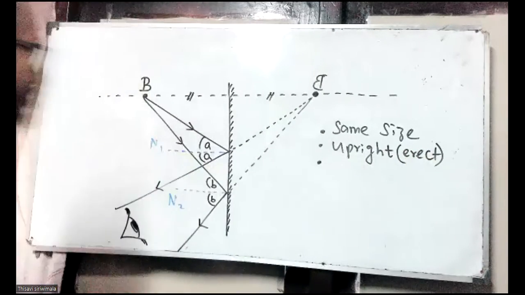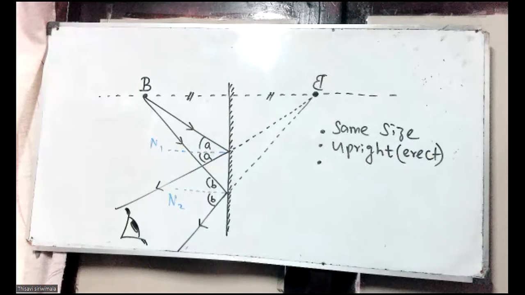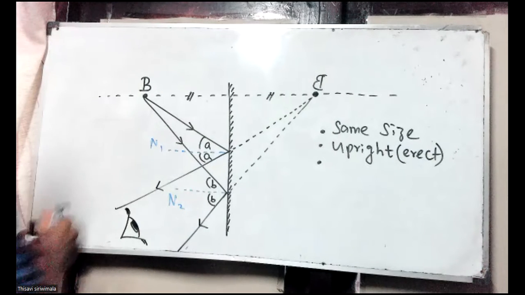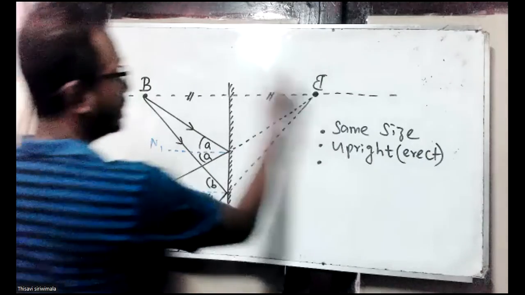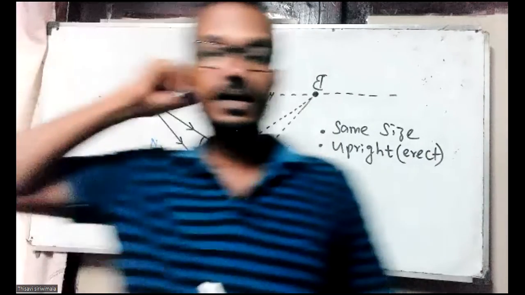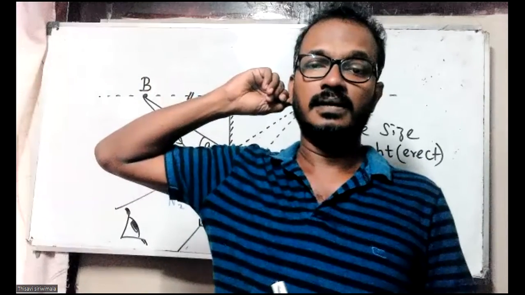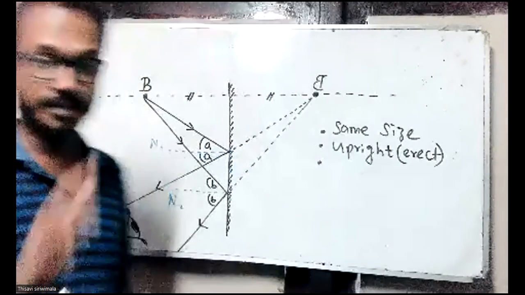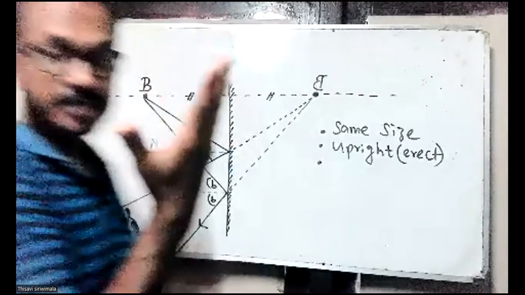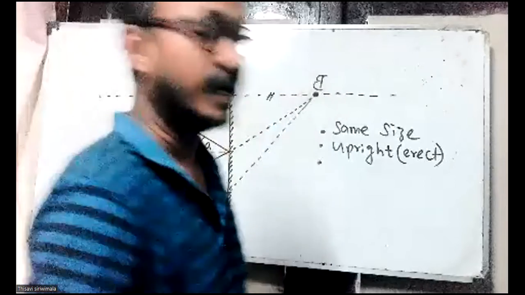Then what else? Now this is called lateral inversion. You can see the sides are interchanged. When you touch your right ear in front of a mirror, the image will touch its left ear. That means your left and right sides are interchanged. That is called laterally inverted.